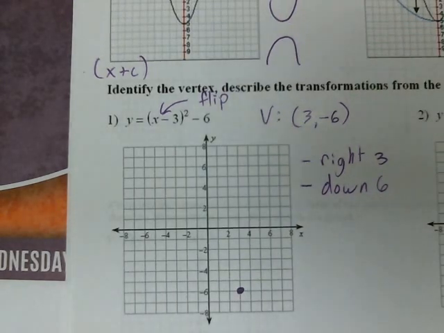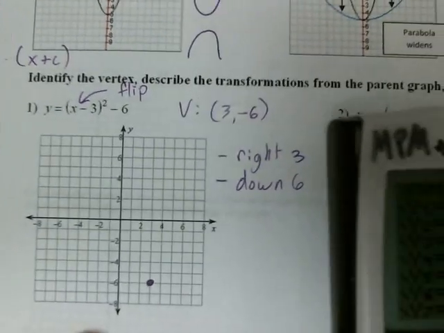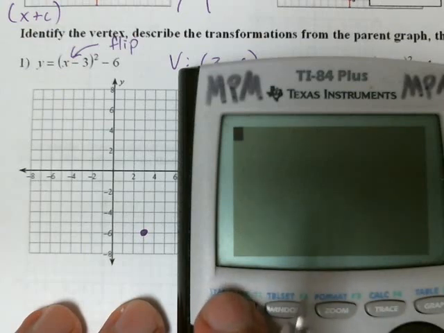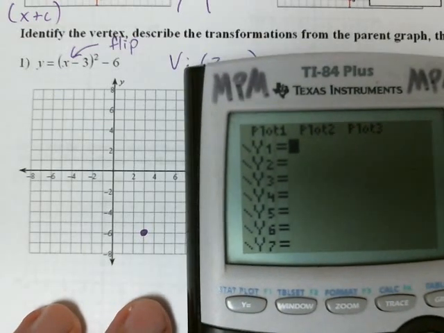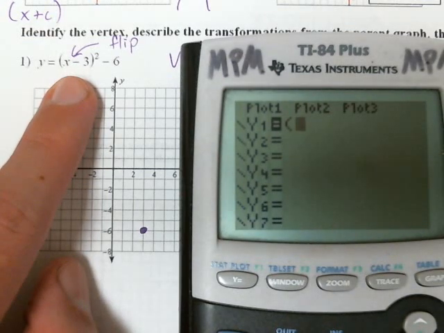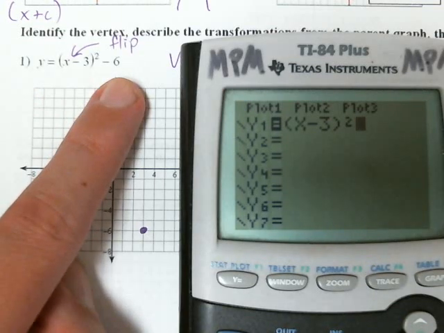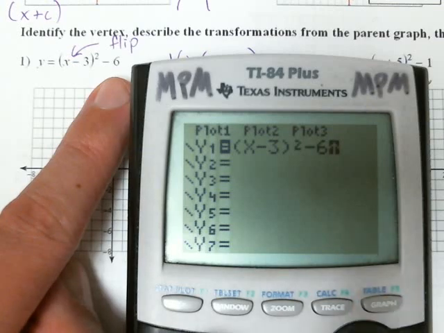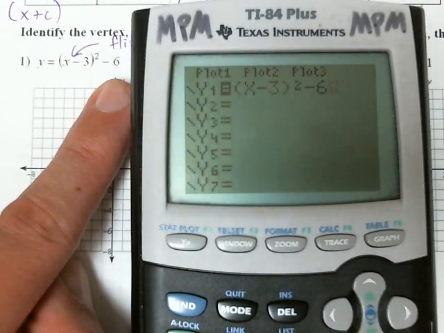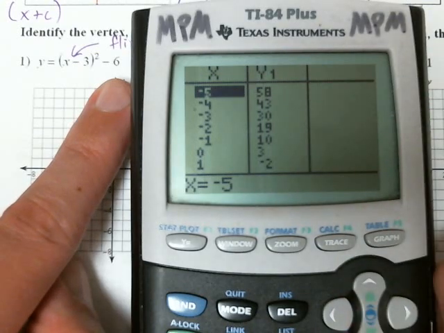The easier way to do it, guys, is to plug it into your calculator and use the table feature. Okay. So here's how you do this. You're going to press y equals right here. Y equals on your calculator. Type in our function. Y equals x minus 3, parentheses squared, and then minus 6. All right, and then I'm going to go second, make sure y'all can see that, second table or second graph. And this is going to give me my table of values.